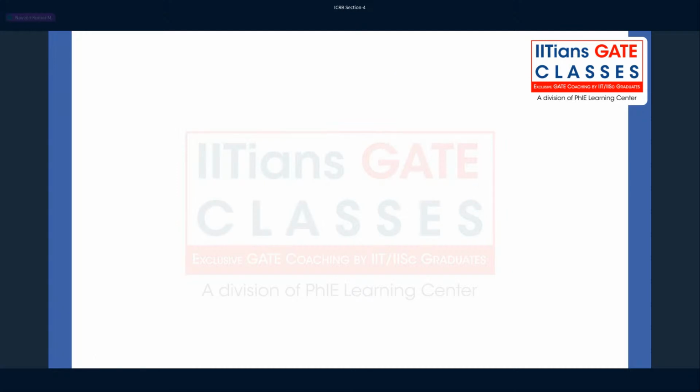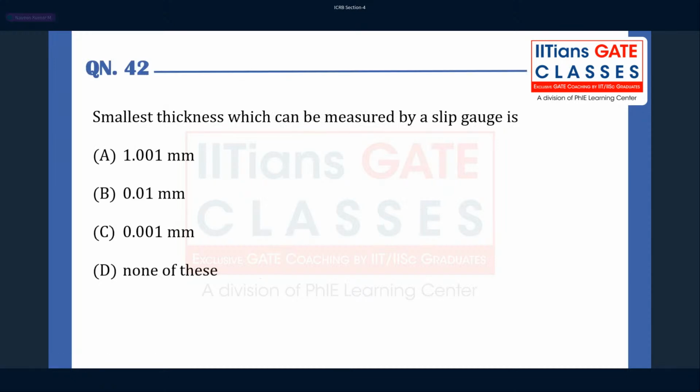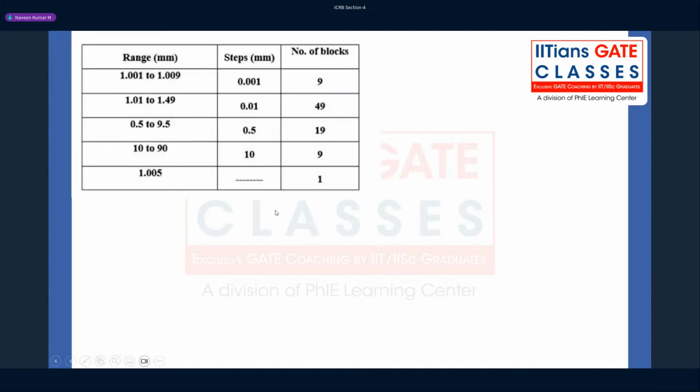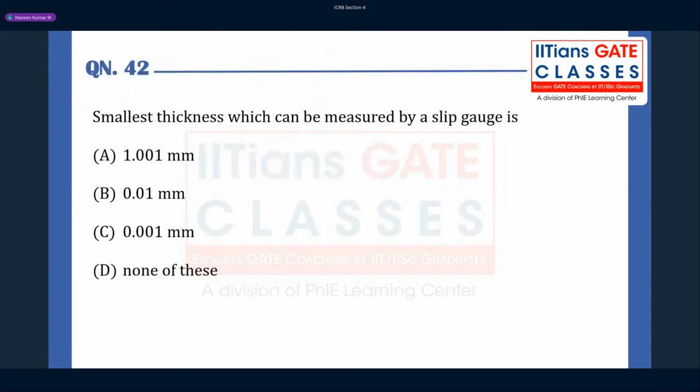Now, next. The smallest thickness that can be measured by a slip gauge. So this is a standard question. If you know something about slip gauges, then you can answer it. There are some 48, no, some 64 slip gauge blocks. In this, if you see, the smallest one is 0.01. The standard one, there is nothing to be explained here. So the answer is A. Okay. Next.